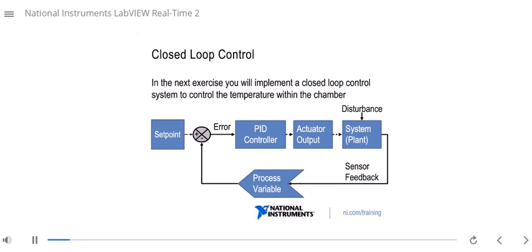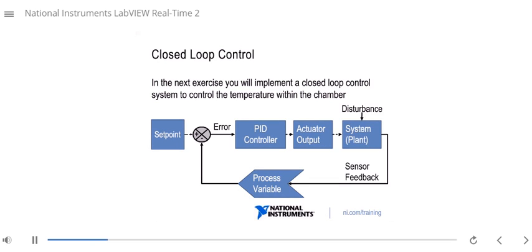First, we're going to have a system, which we'll call the plant. It's a pretty common term when talking about control systems. This plant will be monitored by some sensor feedback. In our case, the plant is the temperature chamber. The sensor feedback is a thermocouple. The process variable will be what the current temperature of the system is. The set point will be our desired temperature. And then we'll have a PID controller that will look at how far off our set point and process variable are from each other and come up with an actuator output value to control the system in the direction we wish it to go.